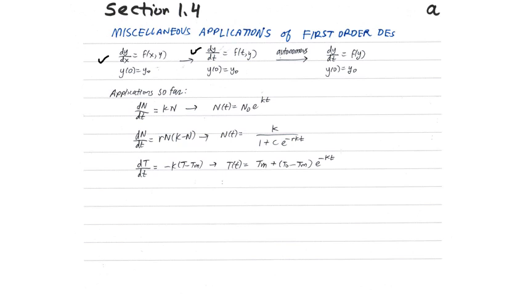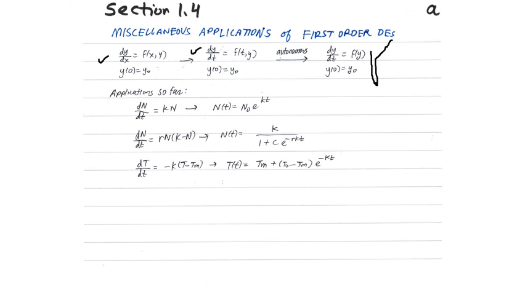Most of the applications that we've looked at so far, and a lot of the applications that we're going to be looking at, are actually autonomous differential equations. Autonomous in this case meaning that the right-hand side doesn't depend explicitly on time. It only depends on our dependent variable, y, in general.